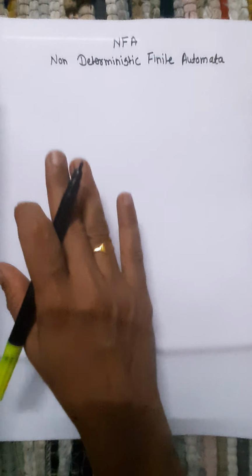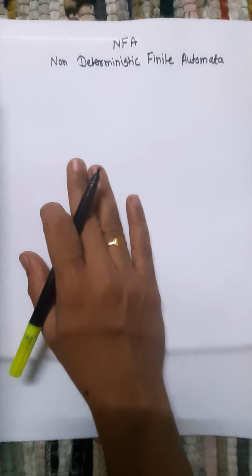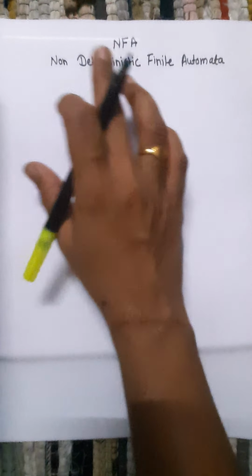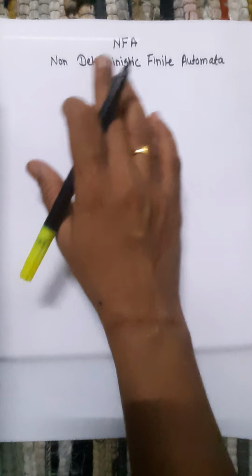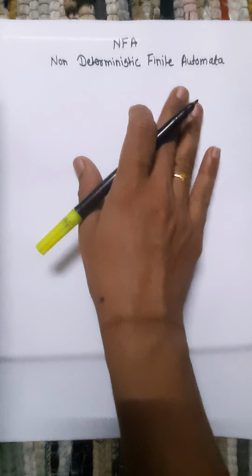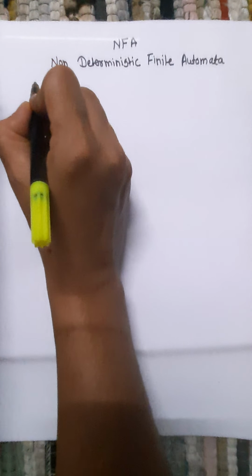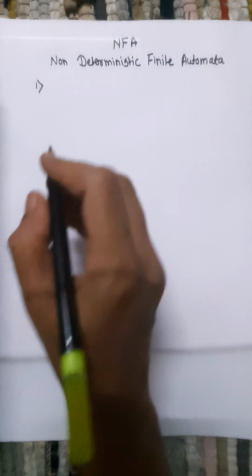Hello student, today we are going to take three examples on NFA. NFA is nothing but non-deterministic finite automata. How we are going to solve these examples? First, the example is given.